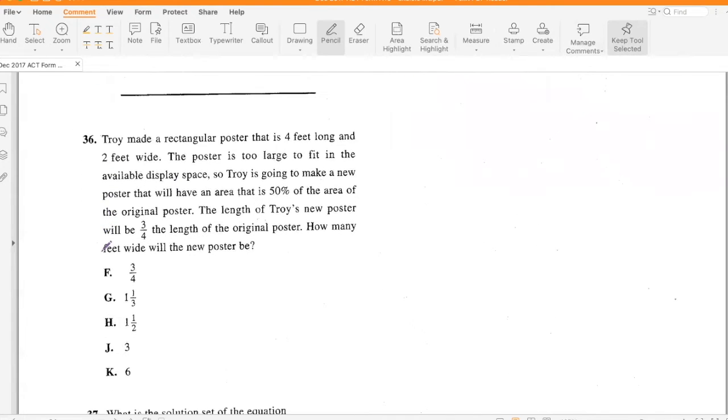Troy made a rectangular poster that is 4 feet long and 2 feet wide. The poster is too large to fit in the available display space. So Troy is going to make a new poster that will have an area that is 50% of the area of the original poster. The length of Troy's new poster will be 3/4 the length of the original poster. How many feet wide will the new poster be? Okay. So the initial area was 8, and now he's going to have an area of 4. And his length is 3/4 the original length. So his length is 3. So the width will be 4/3, which is 1 1/3, G.